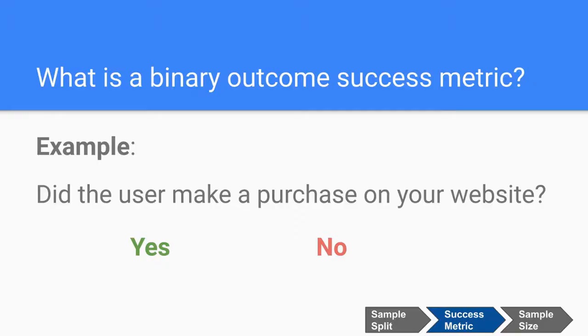Let's take a look at this example. Did the user make a purchase on the website? Yes or no? There's only 2 answers and 2 possible outcomes. Therefore, it's called a binary success metric.